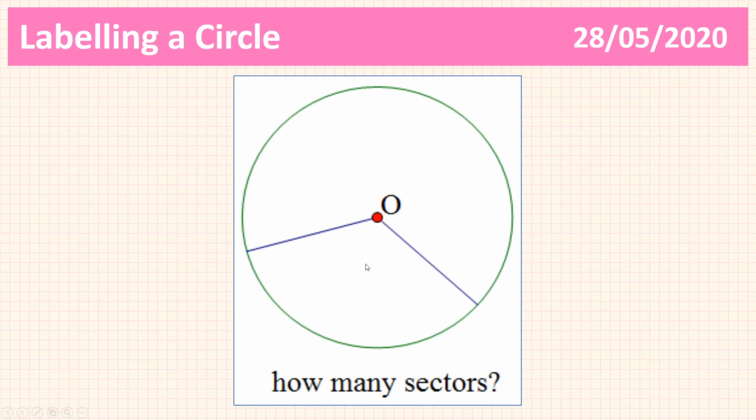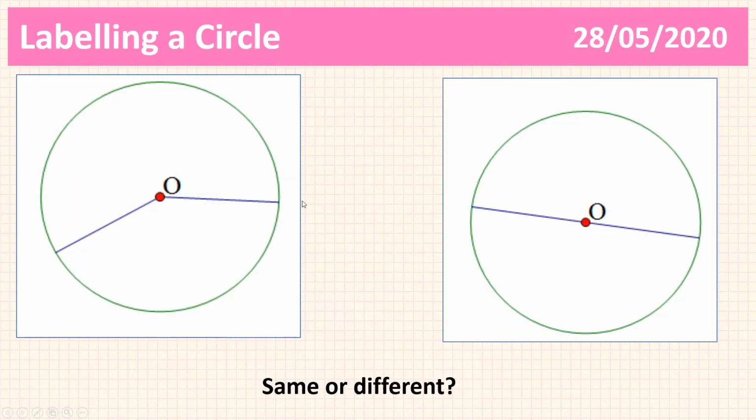Well, the answer is 2. We have 2 radii here, and then this bit here would be a sector. We have 2 radii, and the other side would also be a sector. So we have 2 sectors of this circle. And here's your last one. What's the same? What's different?